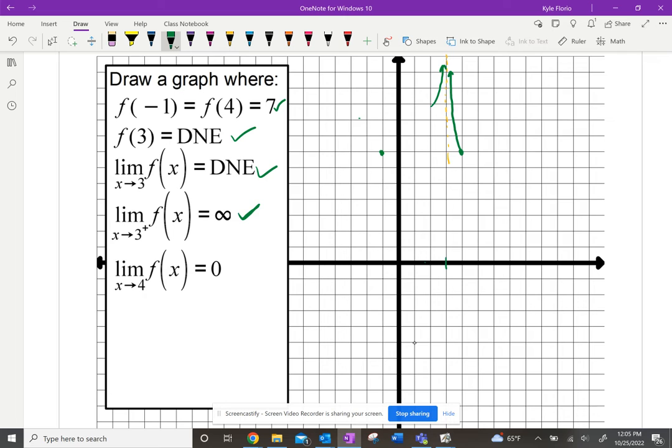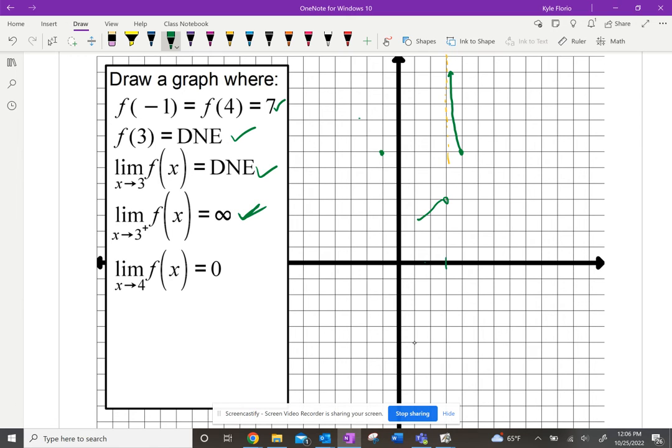Oh, excuse me, from the right. From the right, it's going to infinity. It already was. So what I had here wasn't wrong. From the right, it is going to infinity, so we're good. From the left, it doesn't tell me what the function is doing as x approaches 3 from the left, so I don't need to make it go to infinity if I don't want it.